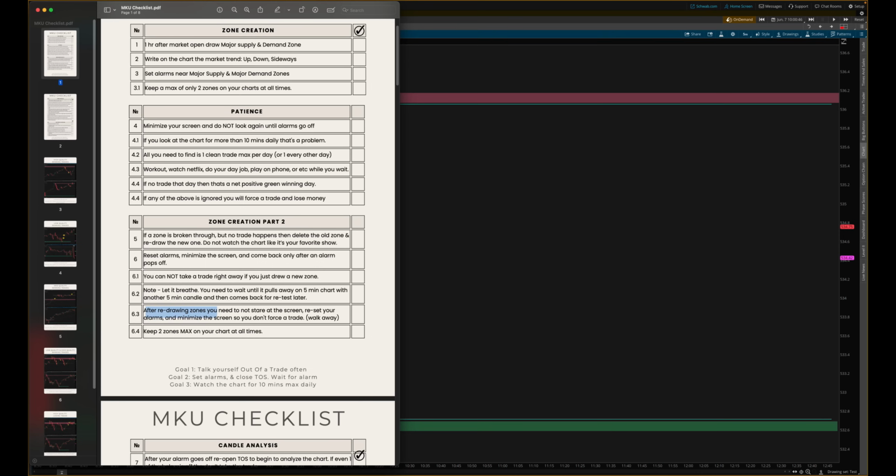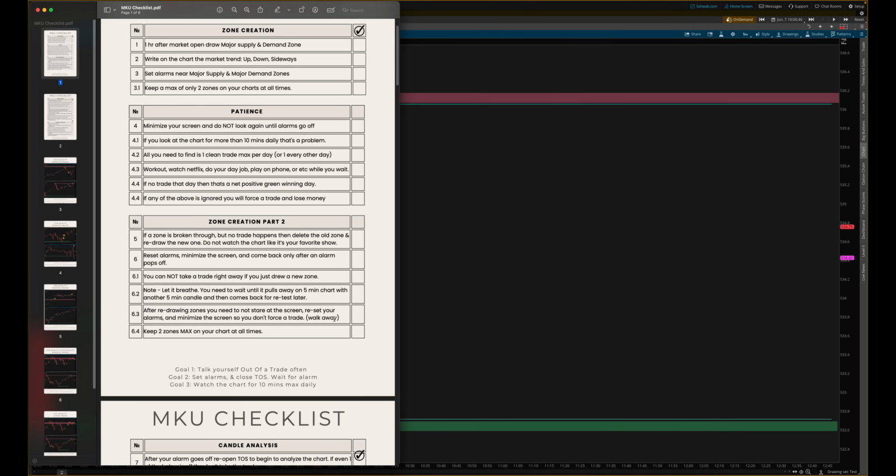6.3. After redrawing the zones, you need to not stare at the screen, reset your alarms, and minimize the screen so you don't force a trade. In other words, walk away. And I know you're saying, Maurice, this is so redundant. I'm telling you, the hardest part about this strategy is you not watching the chart for more than 10 minutes.